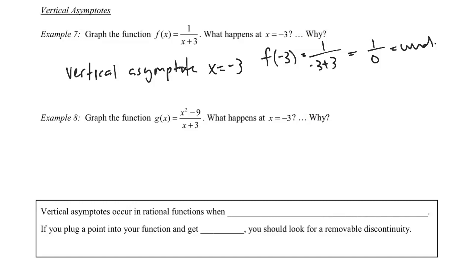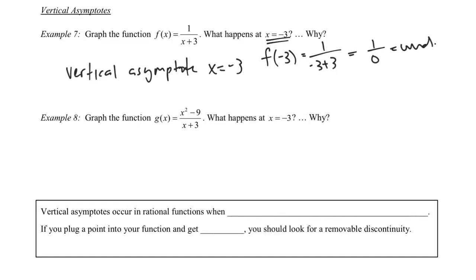So because I'm getting undefined, that is a good indicator that this is a vertical asymptote, and notice that -3 is a value that makes the denominator 0. So back when we talked about domain earlier in this lecture, -3 would have been a restriction because that denominator cannot equal 0, and so that's why we end up with a vertical asymptote at x equals -3.